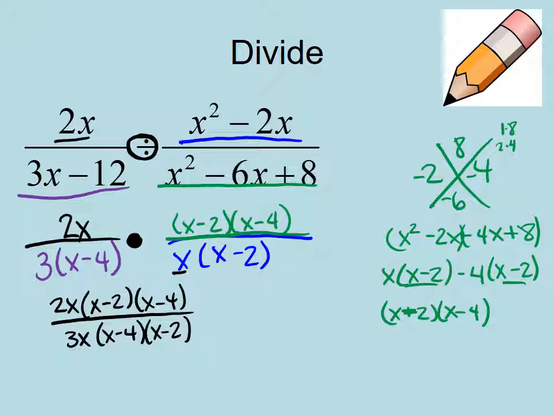Let's see what divides out. X minus 2 divided by x minus 2. X minus 4 divided by x minus 4. X and x. I'm actually only left with 2/3 as my final solution.